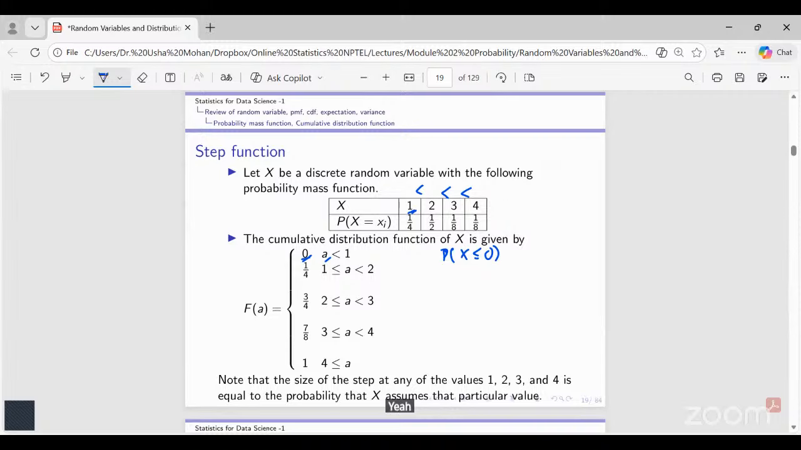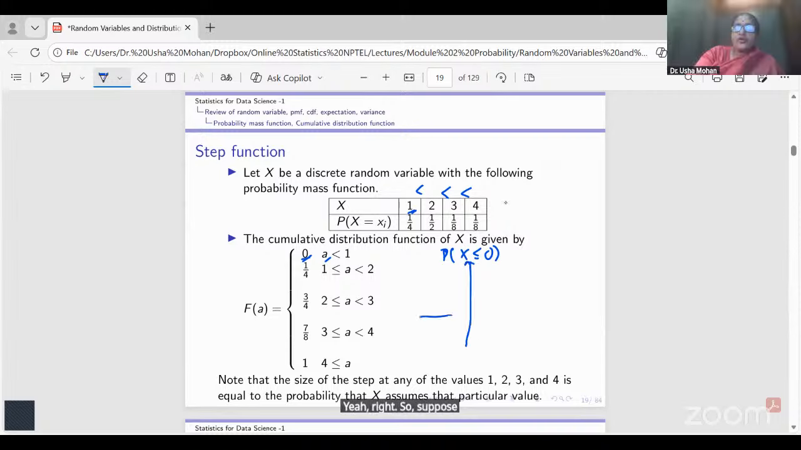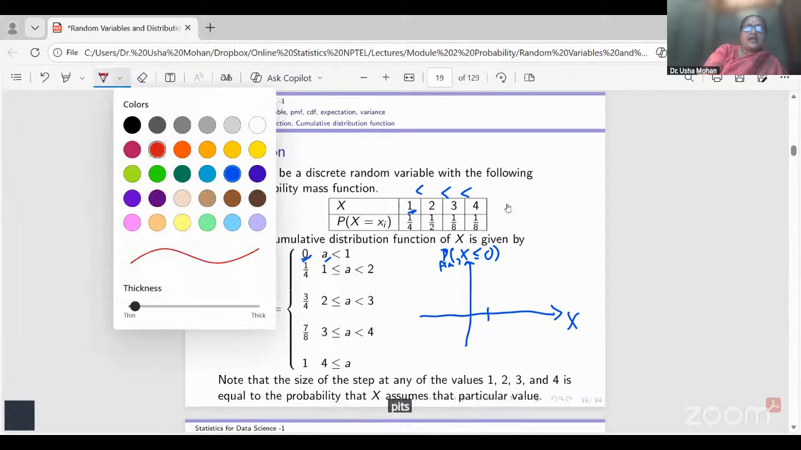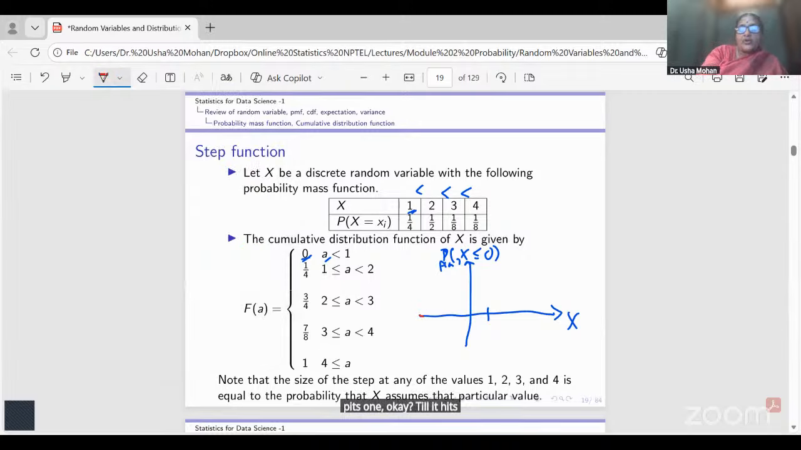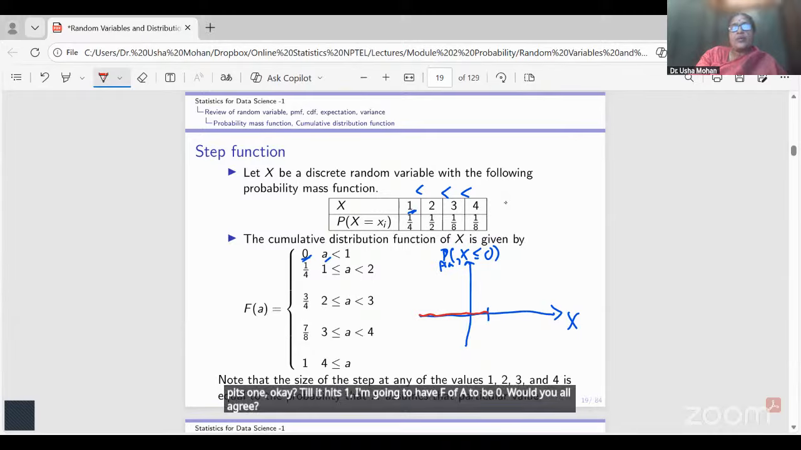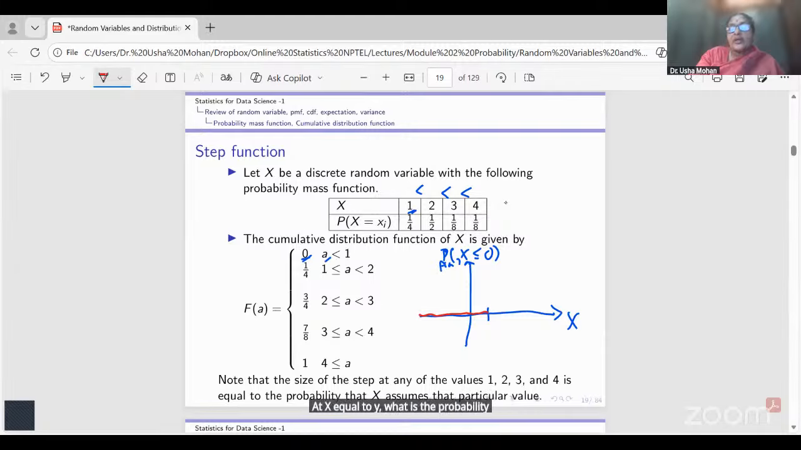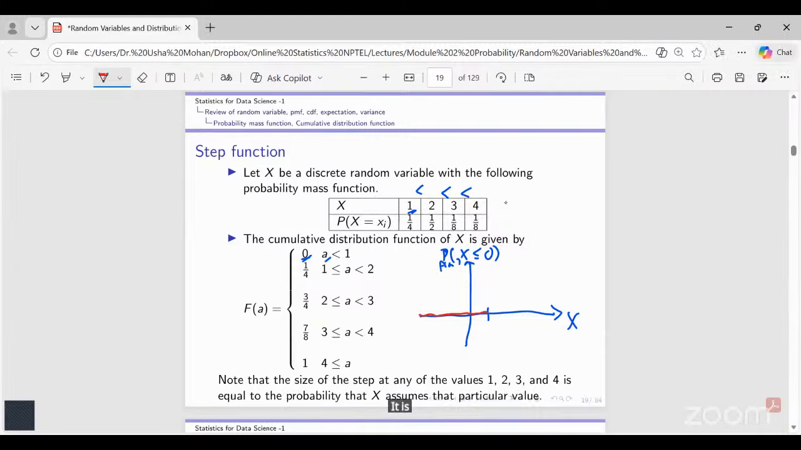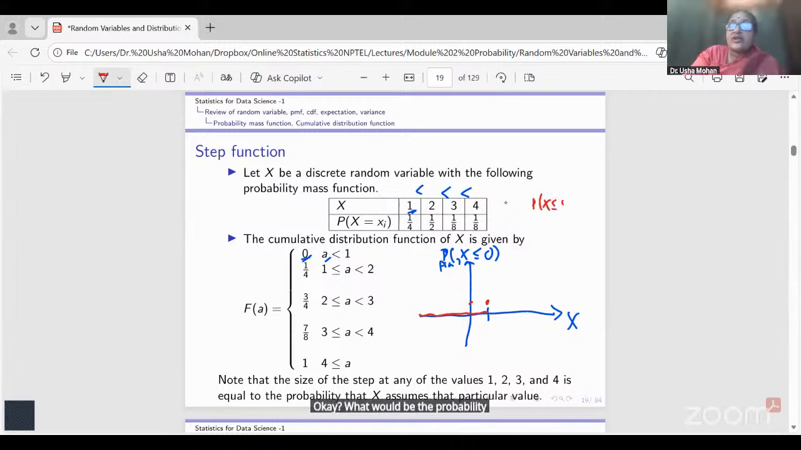Yes, right. So suppose I'm going to plot here the value x takes, and here what is F of a. Till it hits 1, I'm going to have F of a to be 0. Would you all agree? At x equal to 1, what is the probability x equal to 1? It is 1 by 4. Okay. What would be the probability x is less than or equal to 1.5?